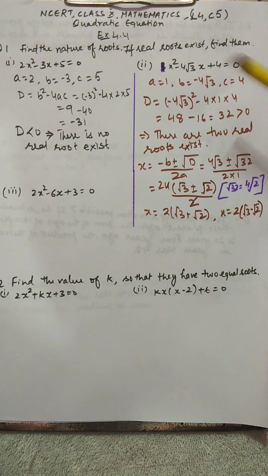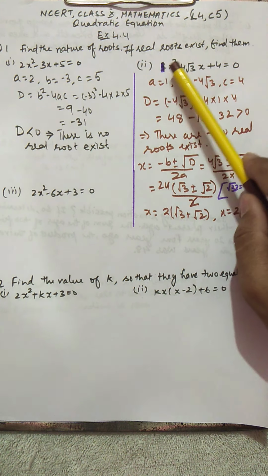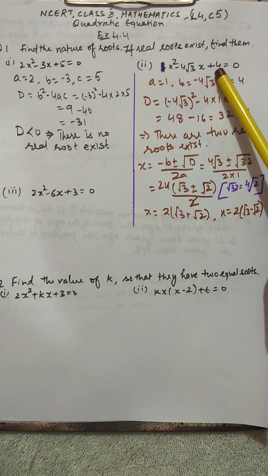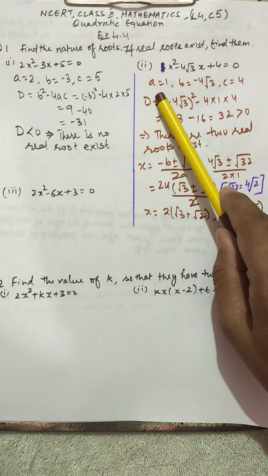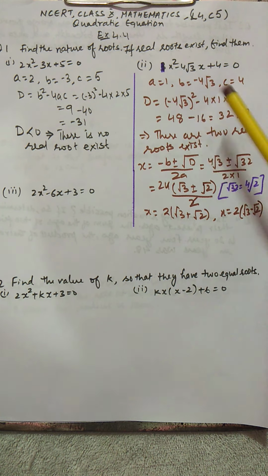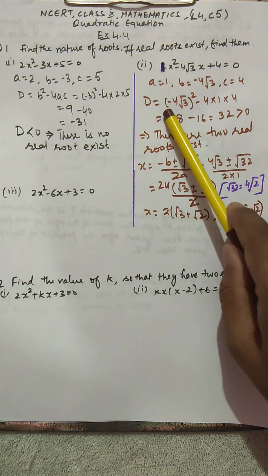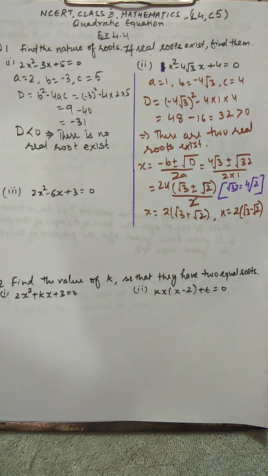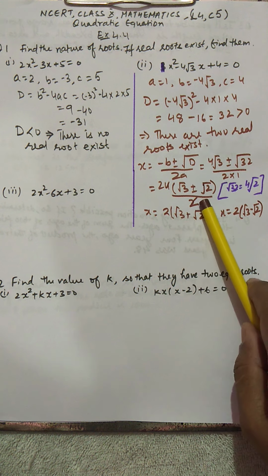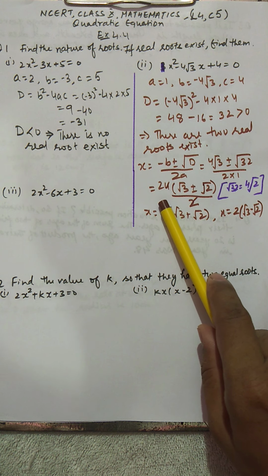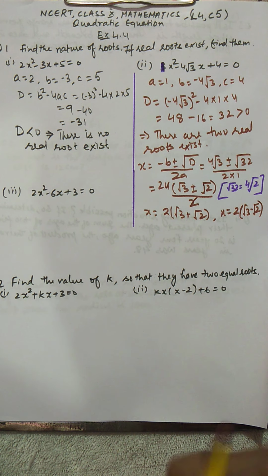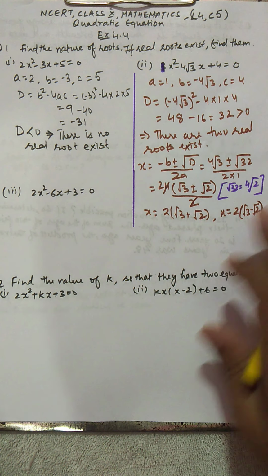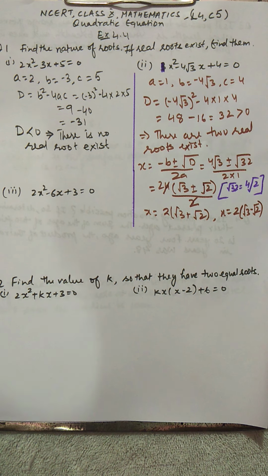There is a little correction, that you make it as 1. This is 1x square minus 4 root 3 x plus 4, and accordingly a equal to 1, b is this, and c equal to 4. I have applied the formula of D, and after that we have got 32, which is greater than 0. It means there are two real roots. For your convenience, I have also shown that root 32 is 4 root 2. So that I have used here, and I have taken common. This is 4, and this is the way that you can find the two roots.